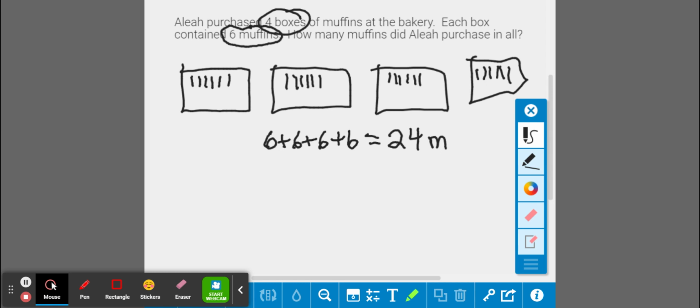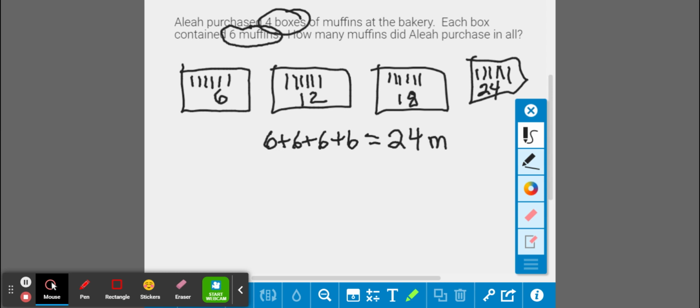Now some students can use their skip counting abilities to figure this out, and they can create a multiplication problem out of this, right? So some students will say there's 6 muffins in group number 1. And then another 6 in group number 2 will make 12. And then another 6 in group number 3 or box number 3 will make 18. And then another group of 6 in the 4th box of muffins will make 24. So some students can jump right into the skip counting.